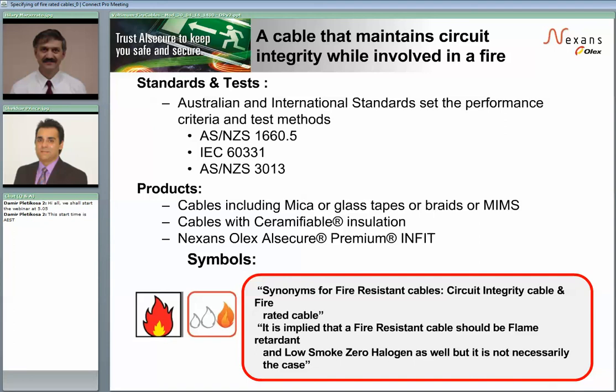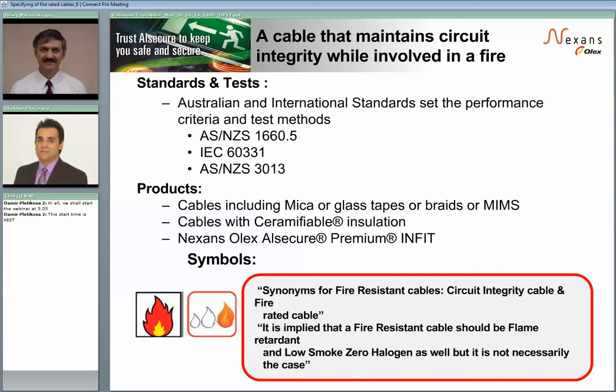The time temperature curve is taken from AS 1530.4 and from ISO 834. And because of this test, AS/NZS 3013 has been referenced in a number of building standards, and more importantly, it is referenced in the Building Code of Australia, and the cable classification is nominated for specific applications.